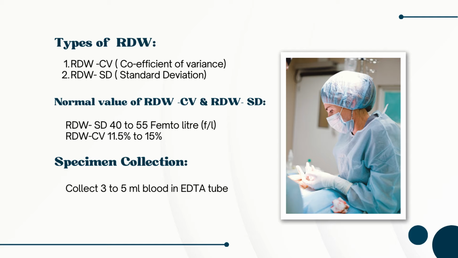Types of RDW. Number 1, RDW-CV, coefficient of variance. Number 2, RDW-SD, standard deviation. Normal value of RDW-CV and RDW-SD. RDW-SD in femtoliter, 40 to 55 femtoliter, FL. RDW-CV in percentage, 11.5% to 15%. Specimen collection. Collect 3 to 5 milliliters blood in EDTA tube.